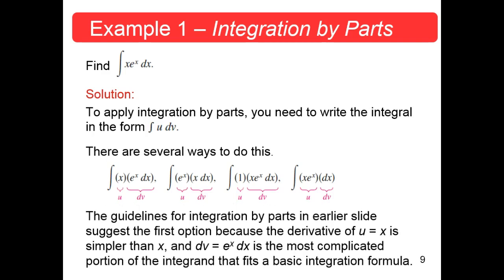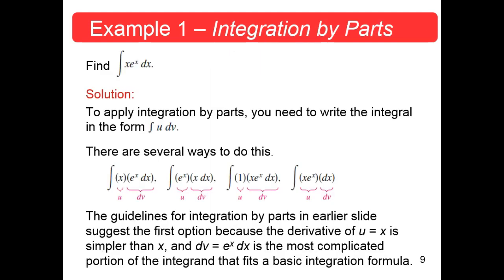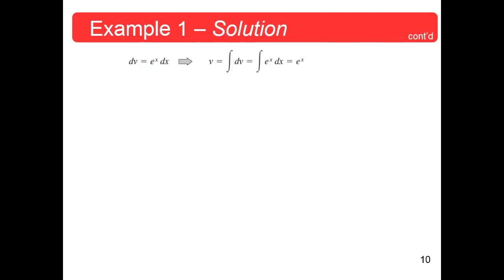Okay? So the guidelines for integration by parts in the earlier slide suggest the first option, because the derivative of u equal x is simpler than x. It's just dx, and that makes it much easier. Whereas dv, e to the x dx, is the more complicated portion. But the main thing is that it doesn't get any worse when you integrate, okay? And it fits the basic integration formula, okay? That, to me, is okay.